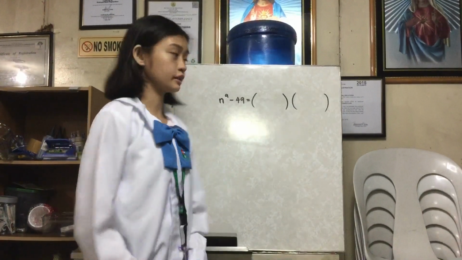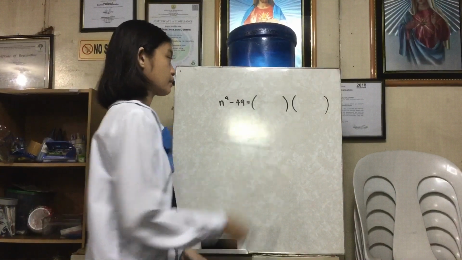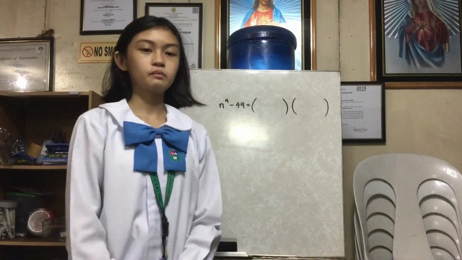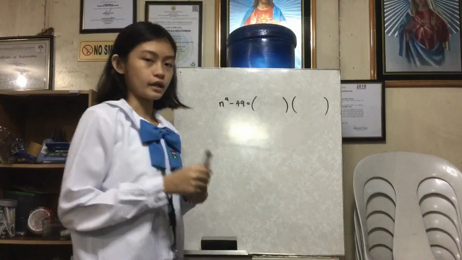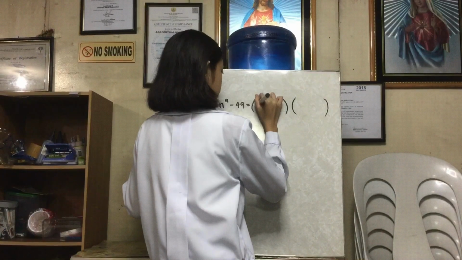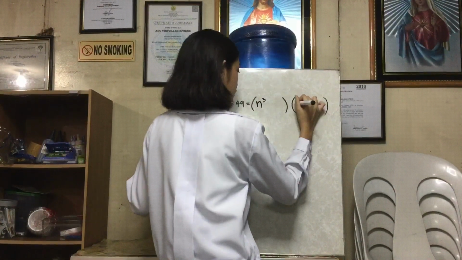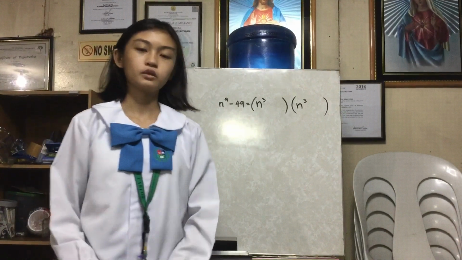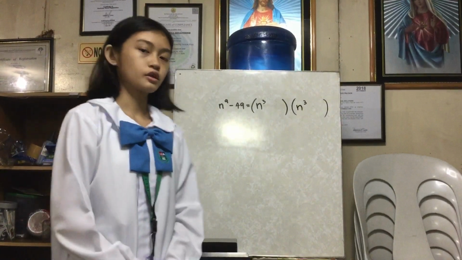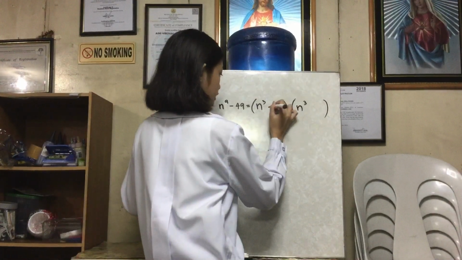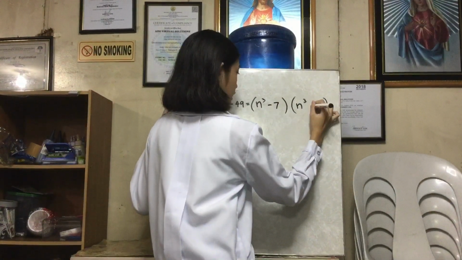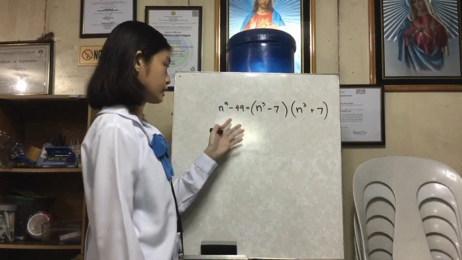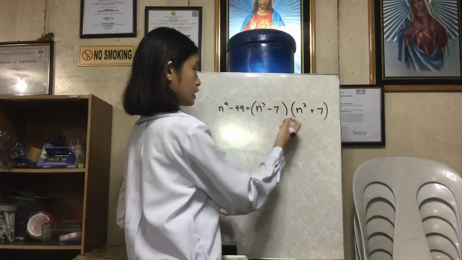Another example is n to the 9th power minus 49. So the factor of n to the 9th power is n cubed, because n cubed times n cubed is n to the 9th power. So write n cubed in two parentheses. Then look for the GCF of negative 49, which is 7 times negative 7. So write negative 7 in the first parenthesis, then positive 7 in the second parenthesis. Now the factor of n to the 9th power minus 49 is n cubed minus 7 times n cubed plus 7.